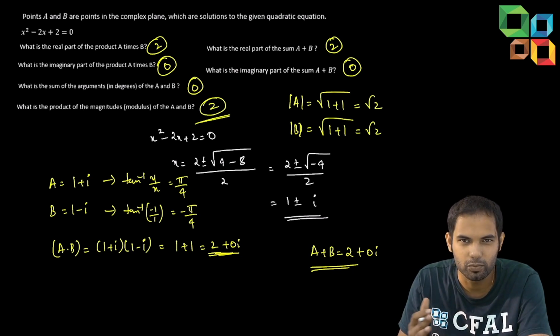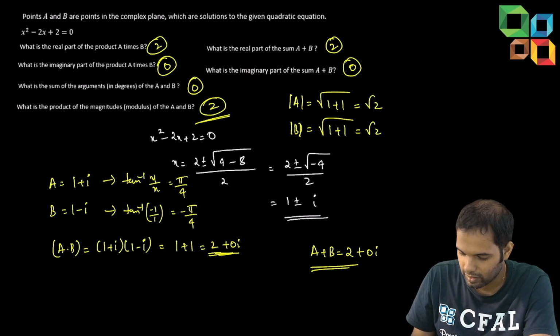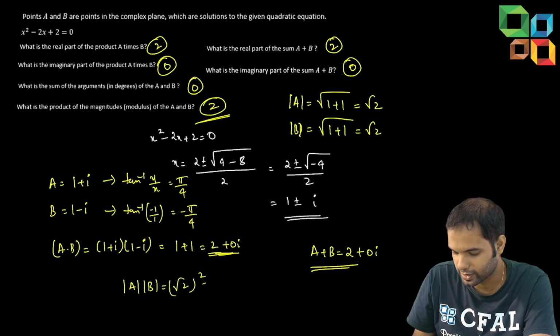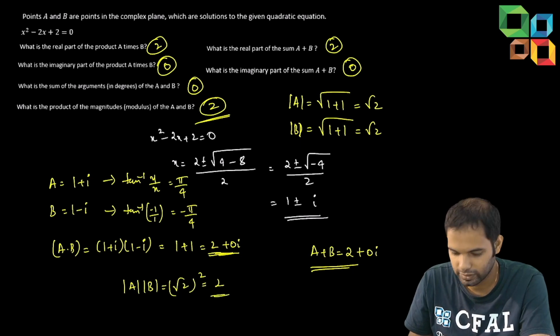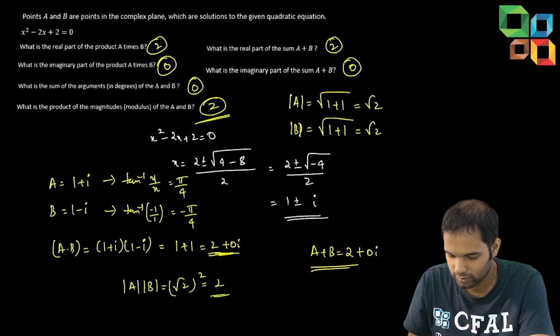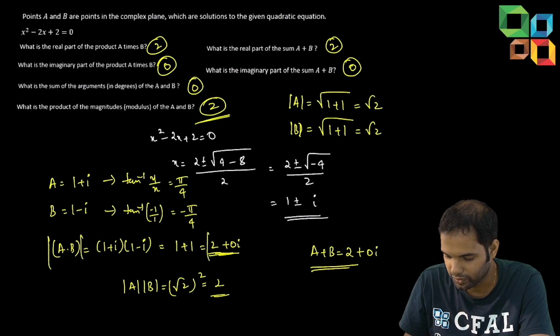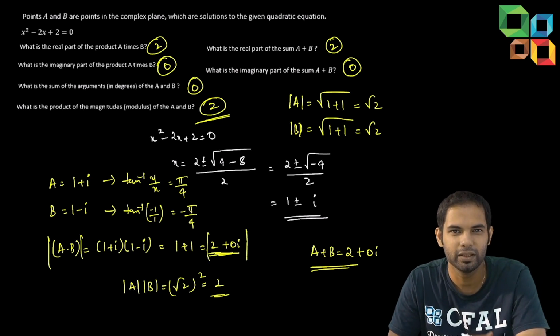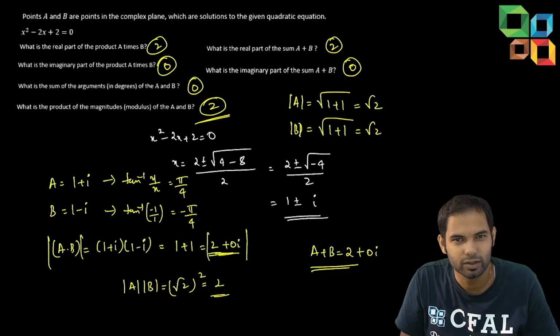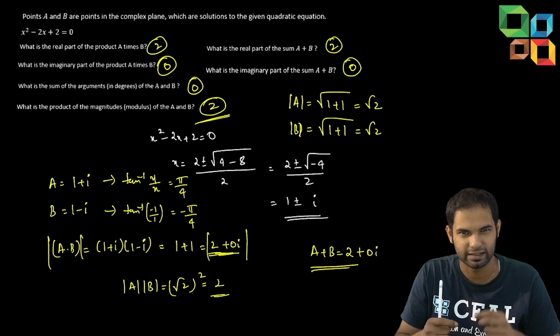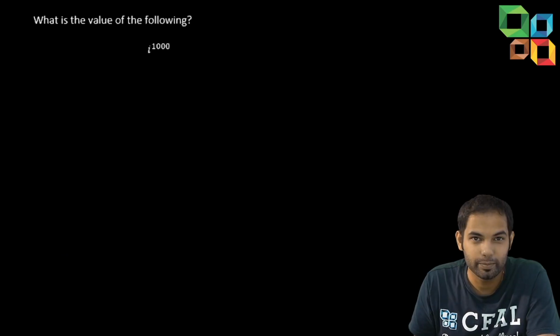You could have done this with formulas as well, because we know that modulus of A into modulus of B is nothing but root 2 whole square, which is 2. Right? So this is nothing but the modulus of the number here, which we already knew was 2. Because we already multiply A and B, then we can take the modulus after that also, which we already knew was 2. But because it was given in that form, we could have tried and just compared the numbers. That's all. The value of i to the power 1000.